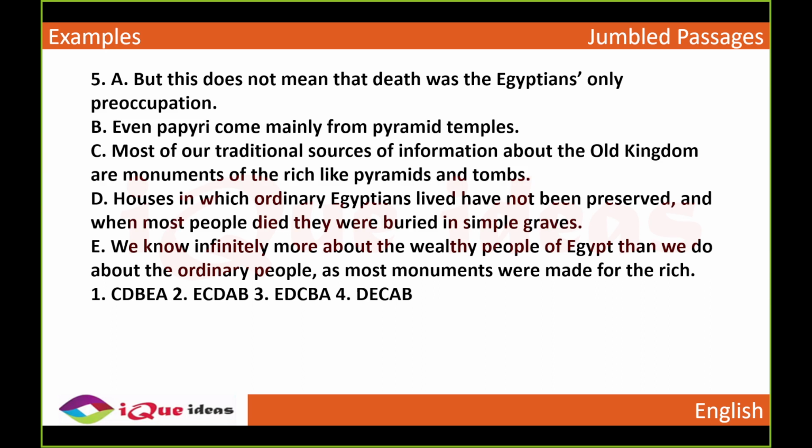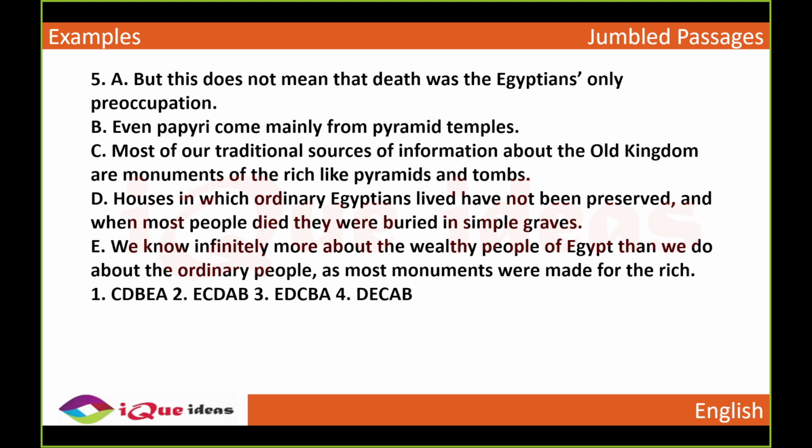E says we know infinitely more about the wealthy people of Egypt than we do about ordinary people, as most monuments were made for the rich. Okay, so E also could be a starter, and E says we know about the wealthy people because the source is the information, and then C says okay, this information is from the monuments like the pyramids and tombs of the rich. Okay, so E might be slightly better than C as a beginner.